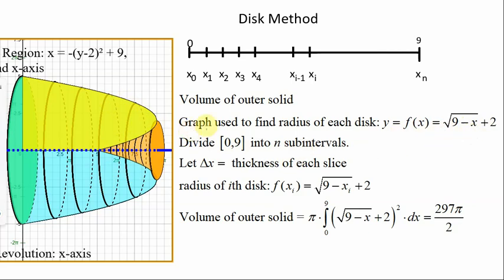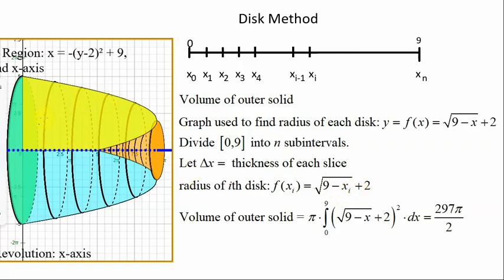And so if we divide the interval from 0 to 9 into n sub-intervals, then the thickness of each slice, let's call it delta x. And so let's say that this is the ith disk right here. Then the distance from the x-axis to the graph will be f of x sub i. And so this is the ith disk, and right here is x sub i. So from here to here will be f of x sub i, which is the square root of 9 minus x sub i plus 2.